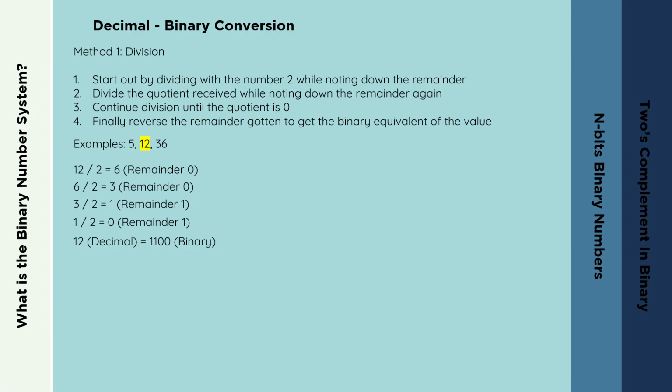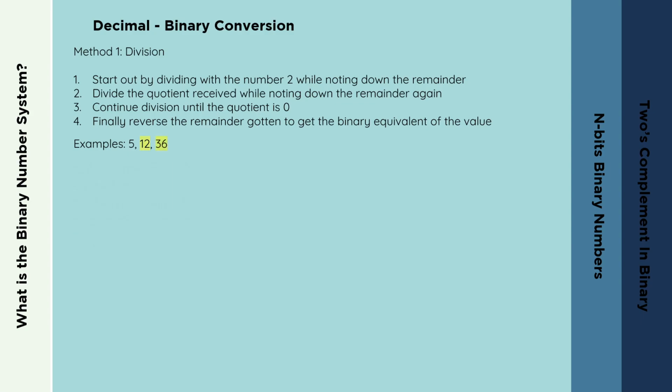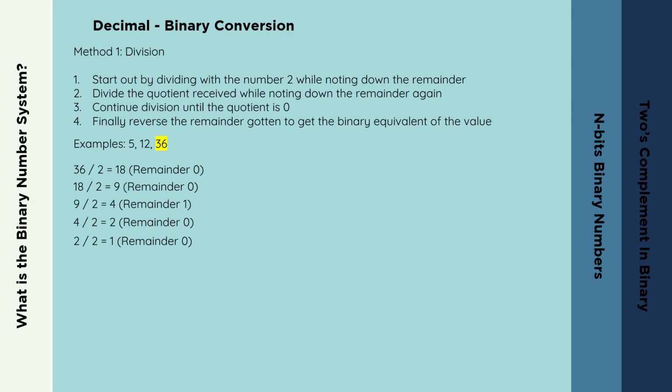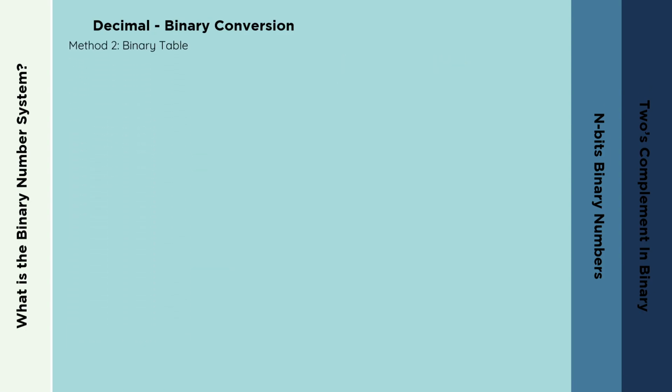Finally, with our final example, which is 36, we have 36 divided by 2, which is 18 with no remainder, and then 18 divided by 2 is 9 with no remainder again. 9 divided by 2 is 4 with the remainder of 1, and then we have 4 divided by 2, which is 2 with remainder 0, and then we have 2 divided by 2 is 1. Finally, 1 divided by 2, the quotient is 0 with the remainder 1. Thus, in reverse, the binary equivalent of the number 36 is 100100.